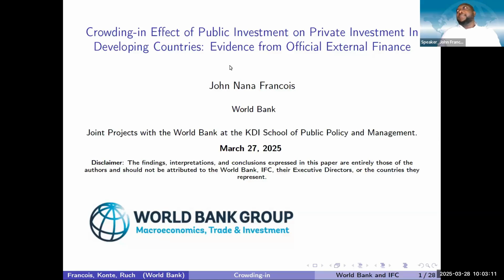Crowding effect of public investment on private investment in developing countries: evidence from official external finance.